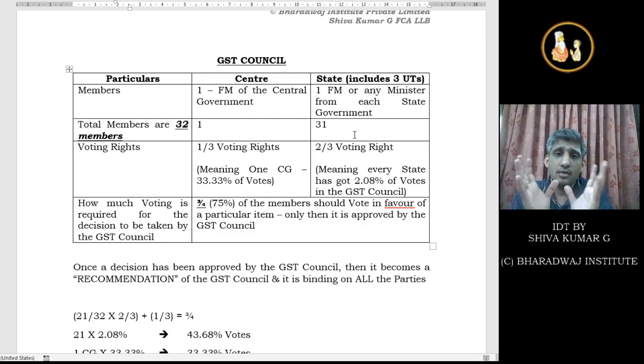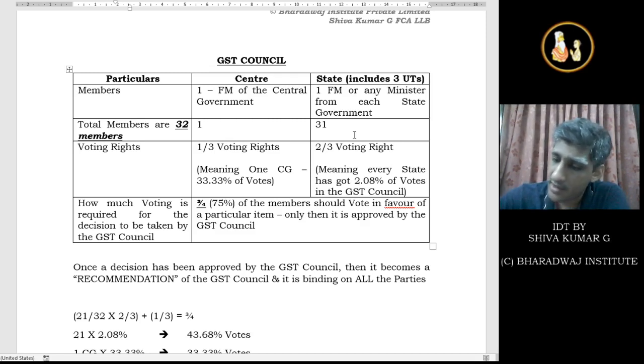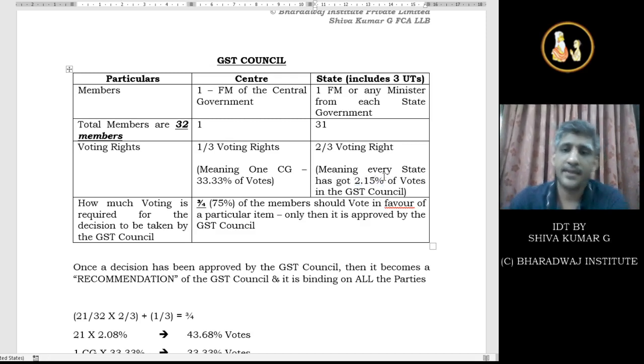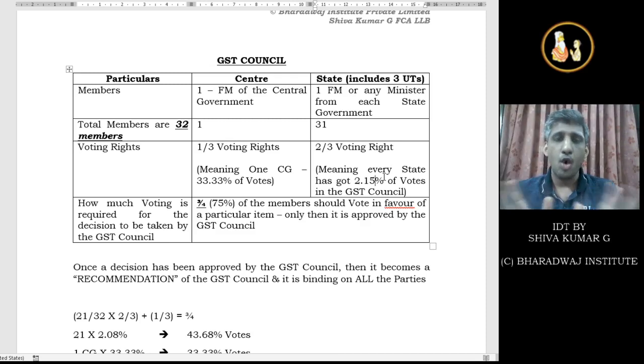Now the states put together, that is all 31 states, have 2/3 voting rights. If you assume 100 votes, 66.67% of the votes are with the state governments put together. There are 31 states, so 66.67 divided by 31 means each state gets 2.15% of the votes, and the remaining 1/3 vote is with the central government. So the one central government has 1/3 of the votes, and the states each have 2.15% of the votes, cumulatively owning 2/3 of the votes.